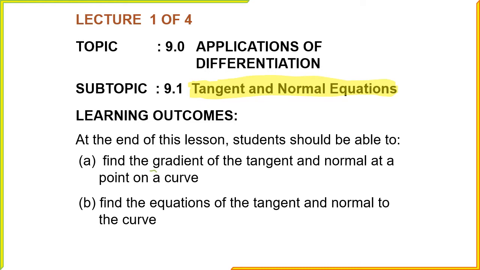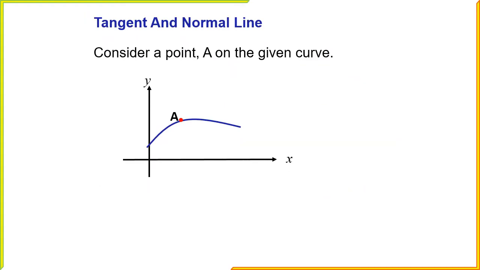Okay, so for this lecture, the learning outcomes at the end of the lesson, students should be able to find the gradient of tangent and normal at a point on a curve, and then to find the equation of the tangent and normal to the curve. So tangent and normal line. You might have heard this term or might not.